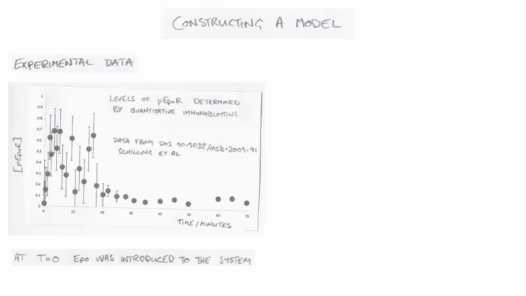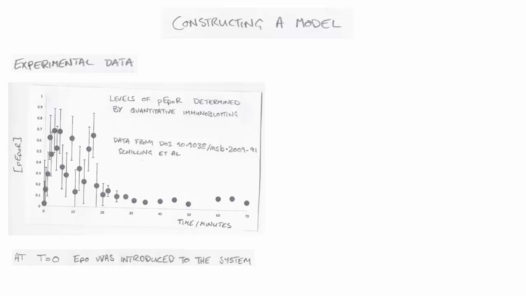So we start off by looking at the experimental data. The paper that's suggested in the textbook is Schilling et al. What they did was show how they construct quite a complex model for the EPO receptors and the chain of reactions that they control. But in this example, all we're going to do is look at the level of phosphorylation of the receptors.